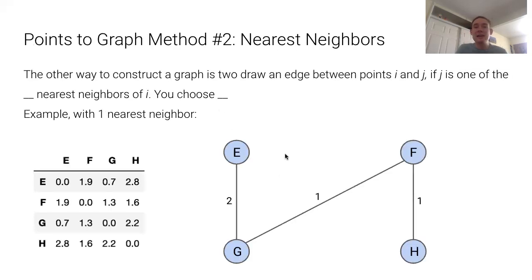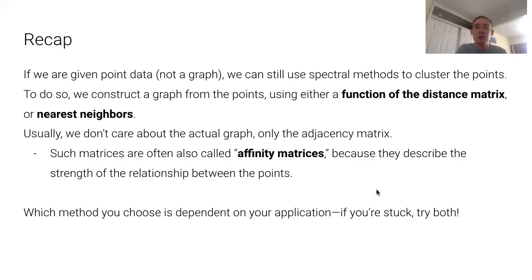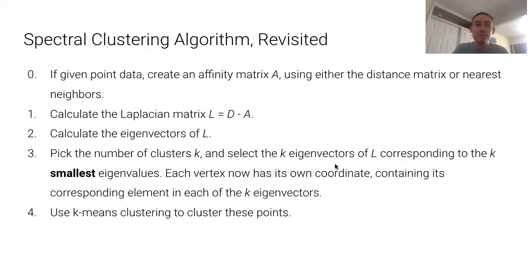However, a lot of times we don't actually care enough to draw the graph. We don't actually care what the graph is. We just care about the resulting adjacency matrix. I didn't draw it for the nearest neighbors, but we just care about the resulting matrix. And these matrices are often also called affinity matrices, like I said before, because they describe the strength of the relationship between the 2 points. If 2 points have a very strong relationship, they like each other a lot, and that's kind of what affinity means. And as I said before, whichever one you choose is dependent on your data. And if you have no idea, just go ahead and try both.